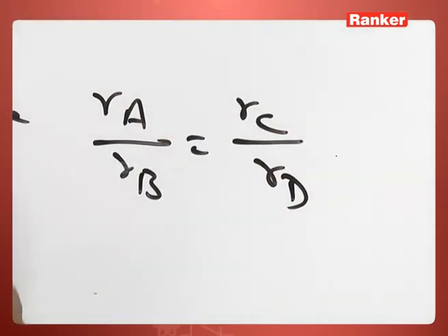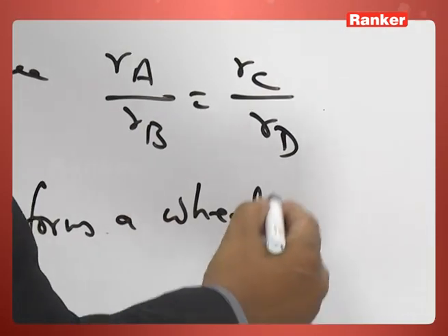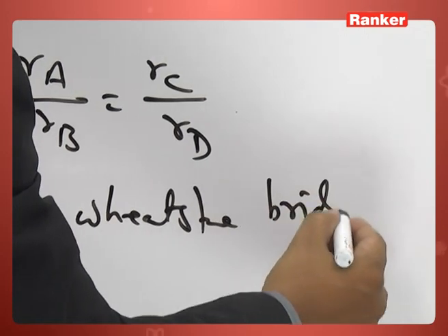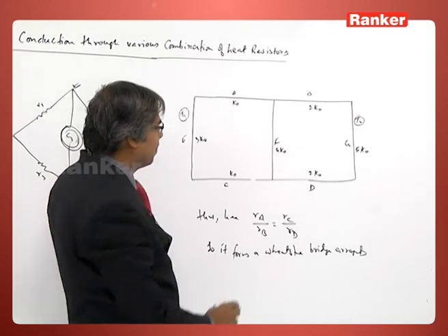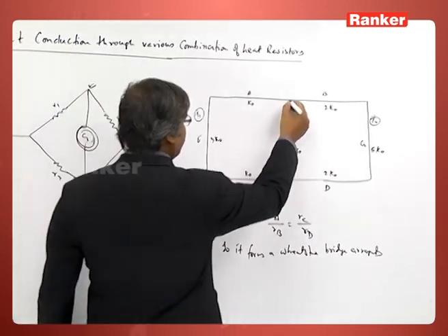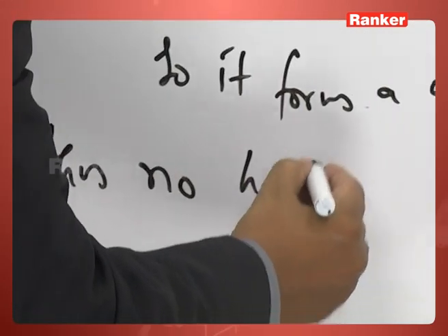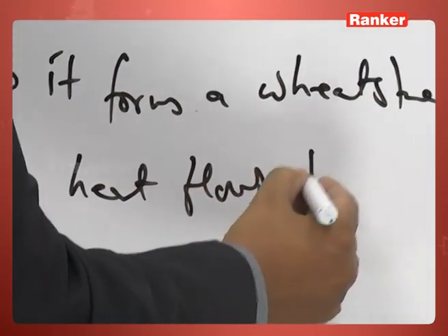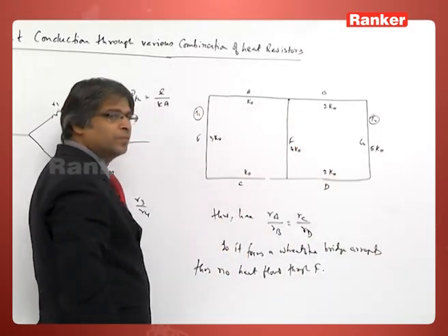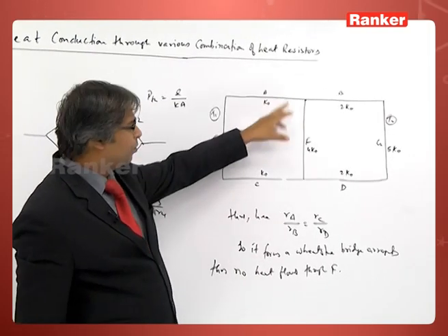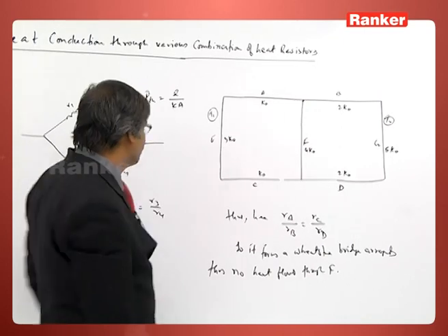So, it forms a Wheatstone bridge arrangement. The bridge is balanced, and thus no heat flows through F. So, through this rod, there is no heat current. You can remove this, they are at the same temperature.